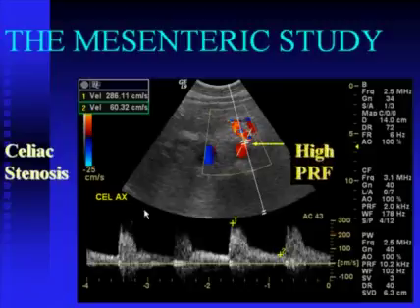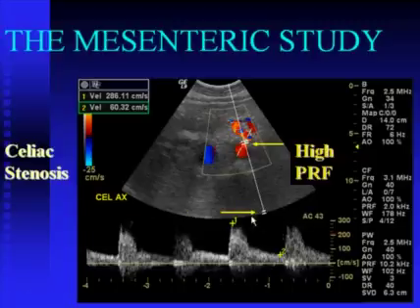Just a technical point: because you're looking at high velocities in a deep structure, you're going to need to take your velocity scale or your pulse repetition frequency up fairly high. And in this case, you can see it's up to 10 kilohertz. What this may do is put extra sample volumes out there in your image.